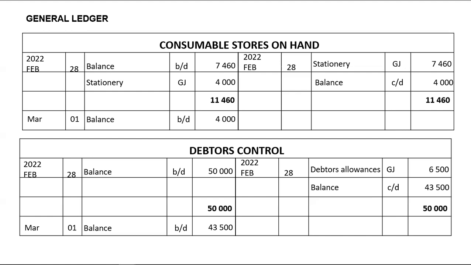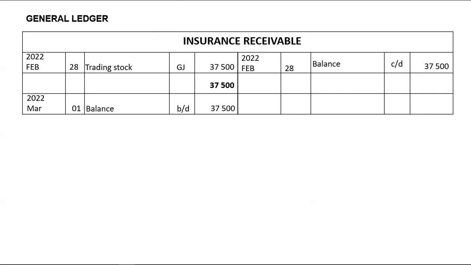Then we've got insurance receivable, which is an asset. So it will go up on the debit side, which is what is owed to us by the insurer. And that amount will be 37,500. And obviously this is an asset. It will have balance carried down. It will still be owed to us at the beginning of next year. Next year we must receive this 37,500.